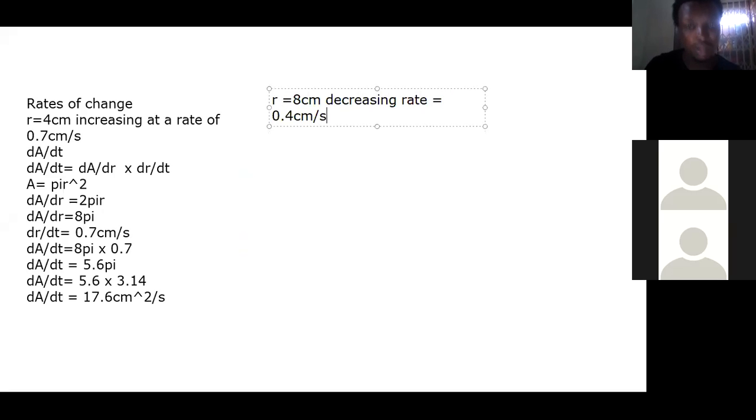Bella, at what rate will the area A be decreasing at that instant? You have to do it. It's similar to this one. At what rate will the area A be decreasing at that instant? So do it, and let's see.